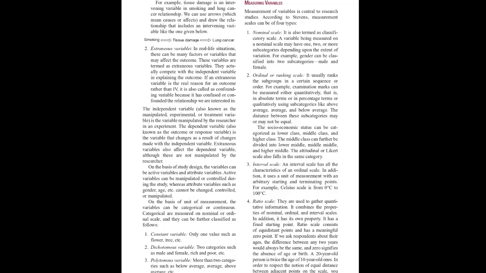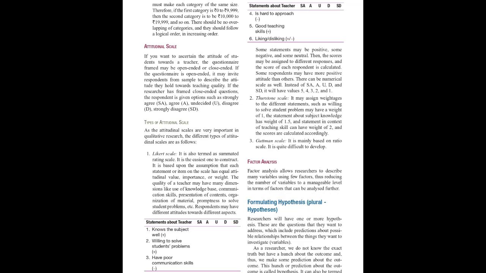In order to respect the notion of equal distance between adjacent points on the scale, you must make each category of the same size. Therefore, if the first category is 0 to 9,999, then the second category is to be 10,000 to 19,999, and so on. There should be no overlapping of categories, and they should follow a logical order in increasing order.